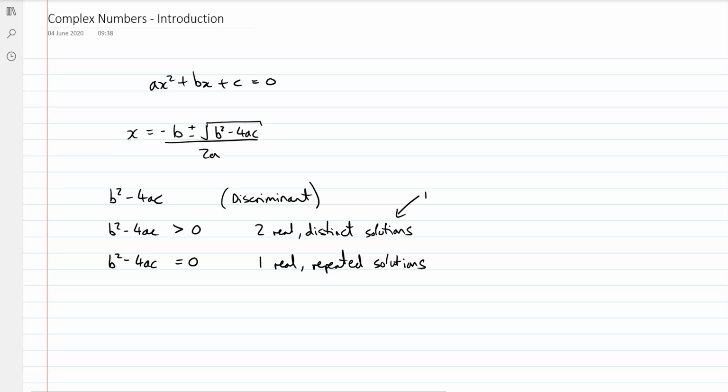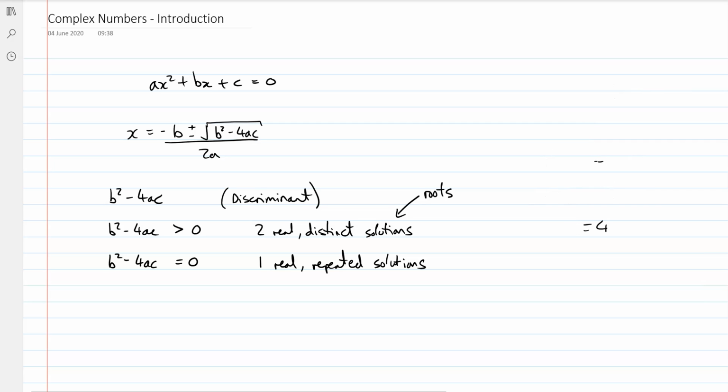Remember, solutions can be interchanged with the word roots, so solutions and roots are the same thing. So if b squared minus 4ac is equal to 0, we get one real repeated solution. For example, if you end up factorizing and you get this, then x is 4 repeated. That's because if you work out the discriminant of the quadratic that you had, you'll get it to be equal to 0. If you don't believe me, you can try it, but it will work, and if that happens, you get repeated roots.